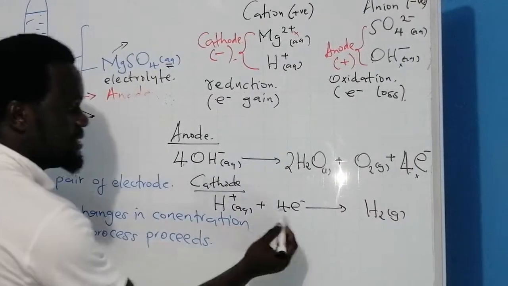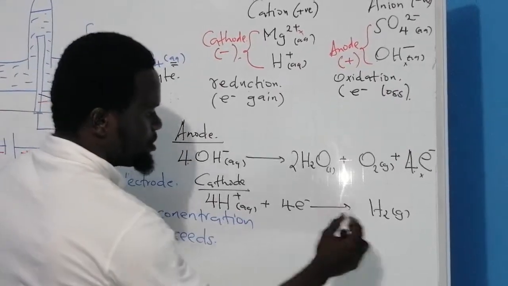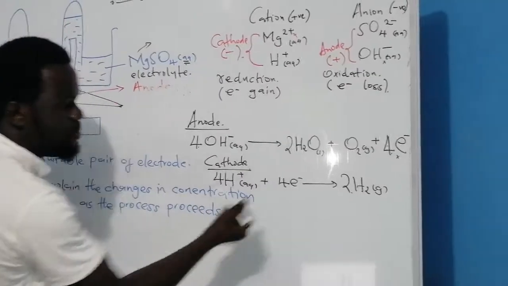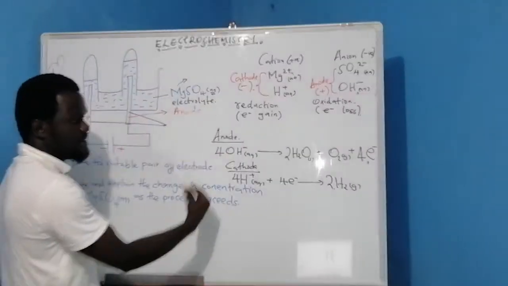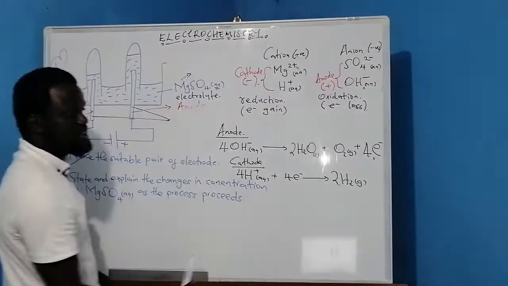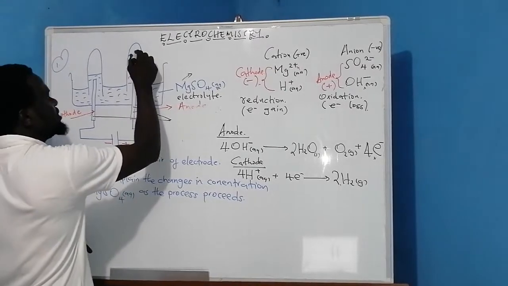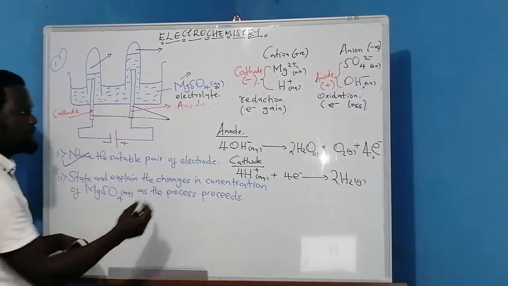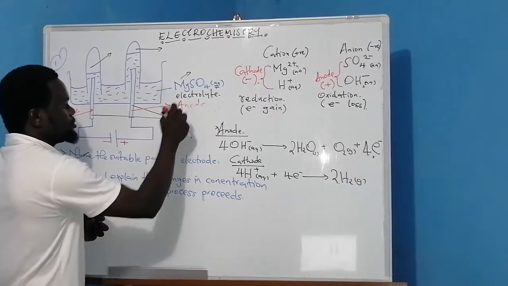But because of balancing, since we have 4 moles of electrons, here will be 4, so here will be 2. So we have 4 moles of hydrogen ions reacting with 4 moles of electrons to give 2 moles of hydrogen gas. Similarly, 4 moles of hydroxide ions react to form 2 moles of water, 1 mole of oxygen, and 4 moles of electrons. At some point you may be asked to name this gas and this gas. Remember, at the anode, we had this one as the anode electrode.